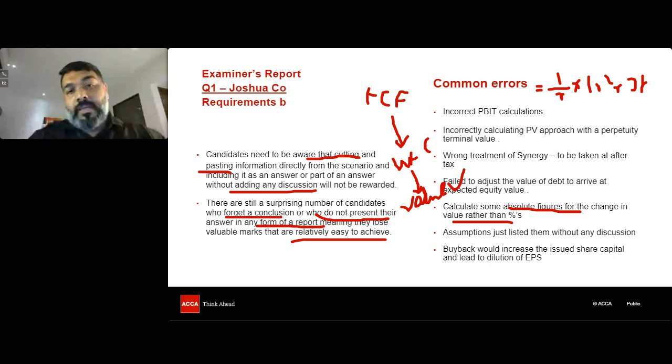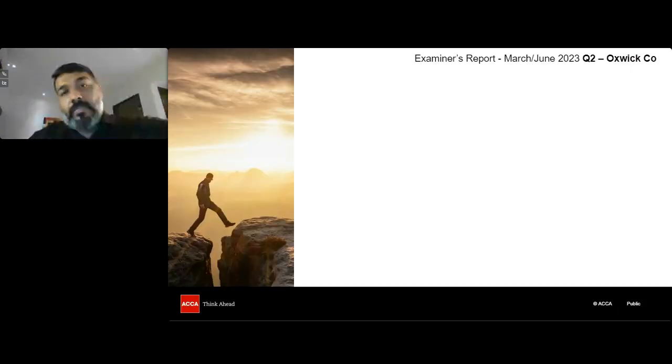Now the second question, the Oxwich company. There was a view described by the non-executive director. He presented his view about the acquisition strategy, the acquisition of a company, where there were two requirements, and we've noticed that students have not answered both the requirements.